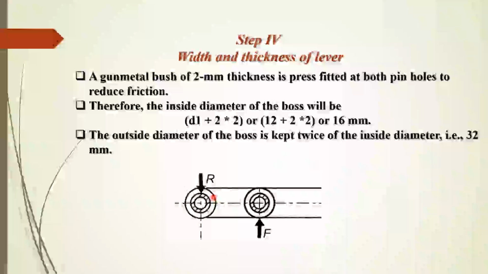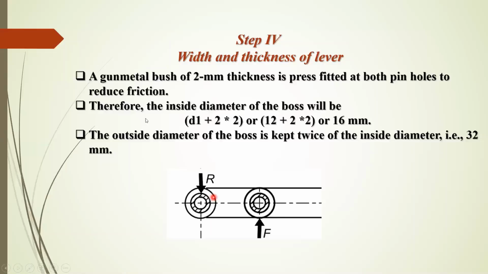Step number 4 is to calculate the width and thickness of the section. We have to reduce the friction between that pin and ball. So to reduce the friction, a bush is to be placed in between the two. Here we can see, by the hatching lines, that a bush is placed at both the pins. So a gunmetal bush of 2 mm thickness has been pressed.